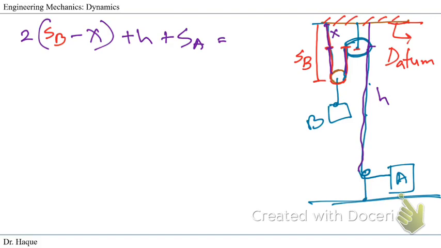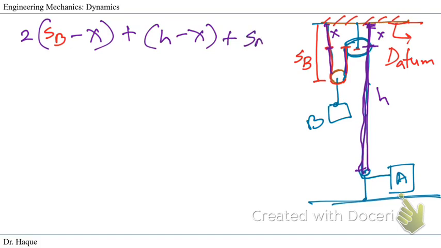Since the datum is here, we have to assume the H is from here to here, so that's H. We have to take plus H minus X, so that is this length. So the total length is H from here, and this length is X from here. So H minus X plus SA, and that is the total length L. If we take the derivative, this constant goes off.